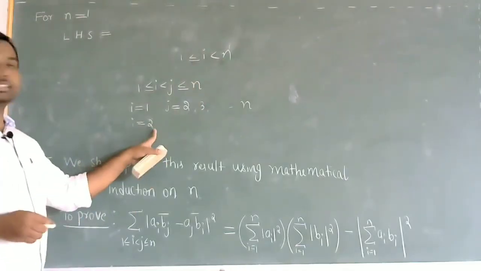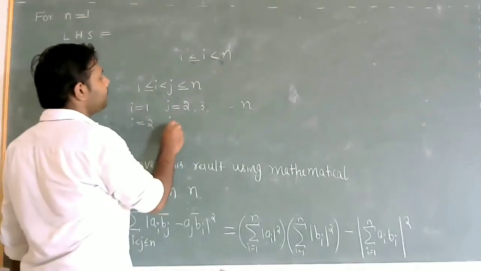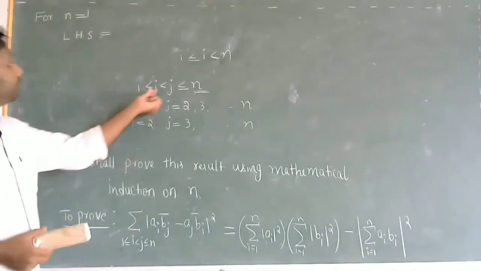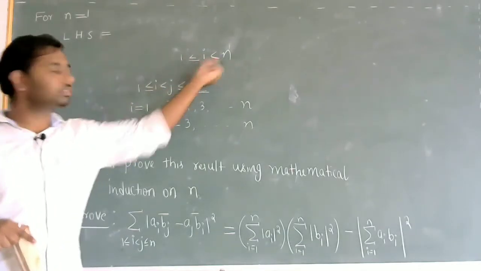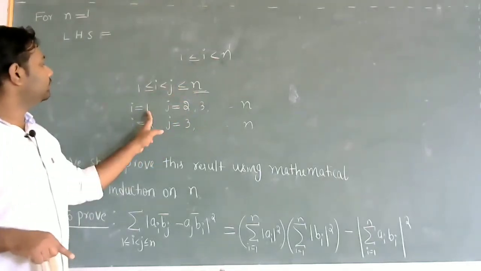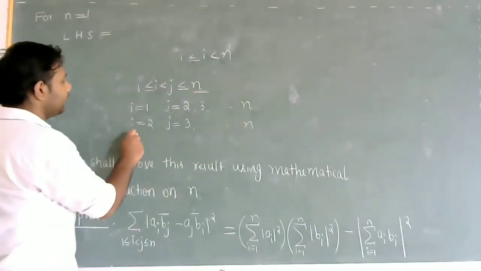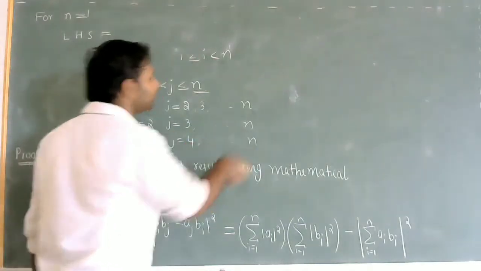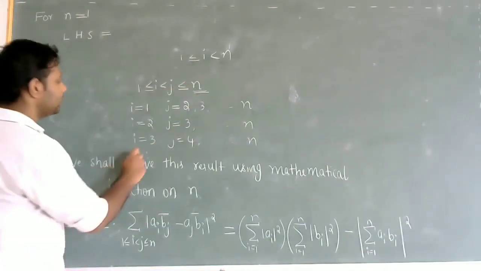So if i is equal to 2, j has to be strictly greater than i, so j runs from 3 up to n. For every fixed value i from 1 to n minus 1, j takes all the values from i plus 1 to n. Similarly, i equal to 3 means j takes the values 4, 5, and so on up to n. Finally, the maximum value that i can take is n minus 1.